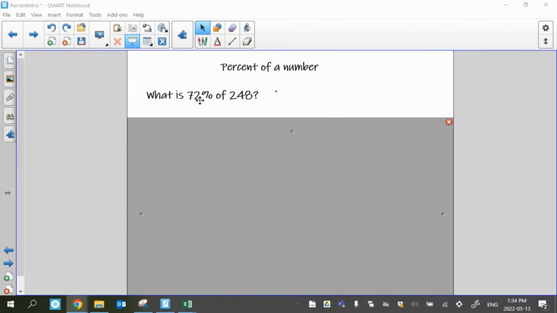What is 72% of 248? Well, all we have to do is express 72% as a decimal and then multiply it by 248. So this would look like this. Multiplying 0.72, which is 72 divided by 100, multiplied by 248, and we get our answer of 178.56. And all our answers are going to be rounded to two decimal places. So pretty friendly.